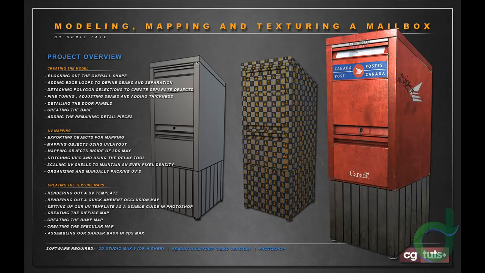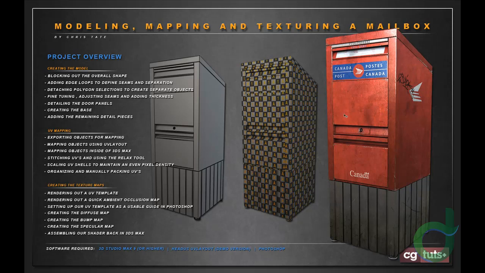Alright, and if you look over here, you can actually see what the model looks like. It's really simple. I tried to keep it as light as I possibly could just to make the mapping process a little quicker and easier to do. So we'll just start with a box in Max and define the shape, and then we'll start looking at where we need our seams and our separations to be, and we'll just add edge loops and start detaching pieces of our box to create our separate objects.